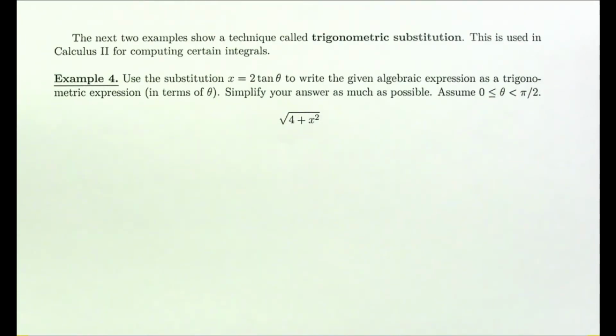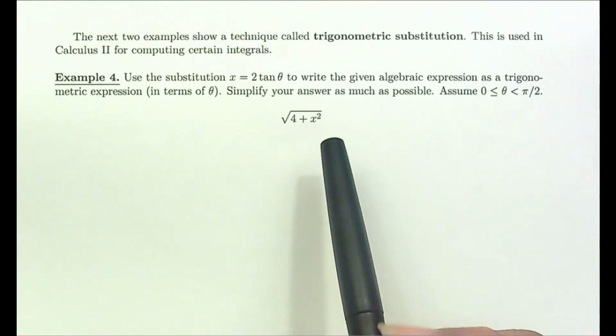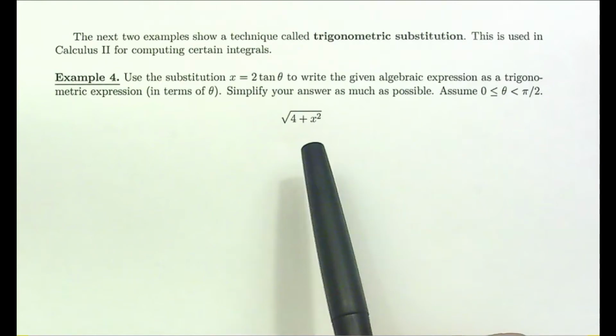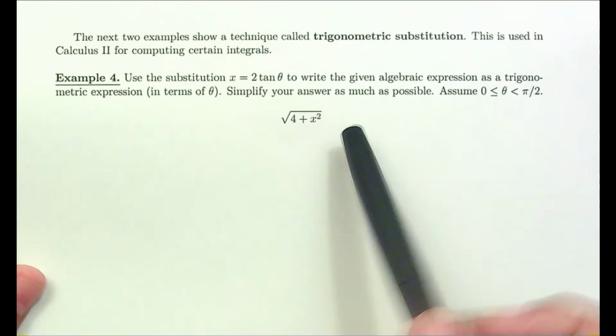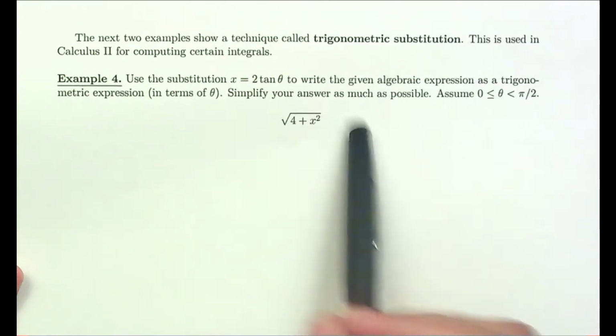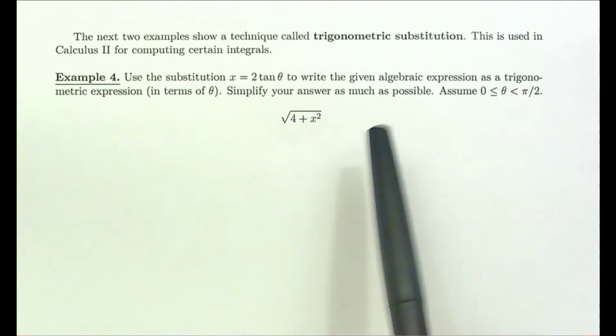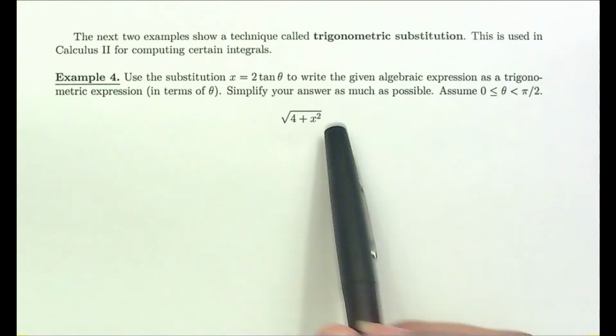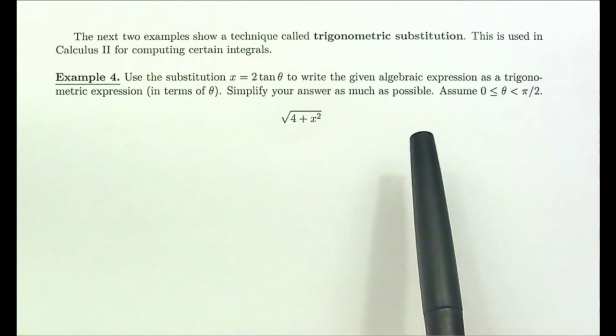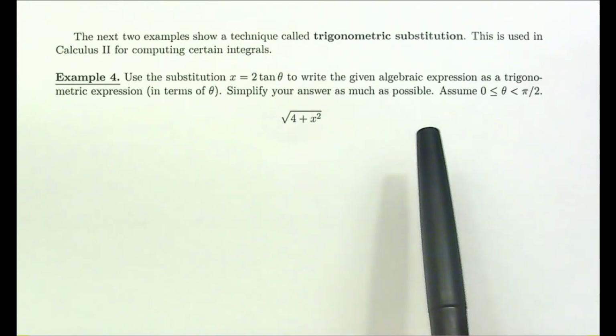In Calc 2, you are going to be required to memorize what type of trig substitution you're going to make. In this class, of course, I'll just tell you, the homework will tell you, and your job is just going to be to simplify. Okay, so suppose I have this algebraic expression, and we want to make this simpler by making a substitution, a trigonometric substitution.